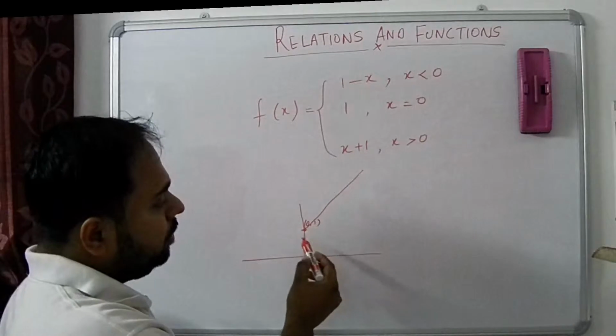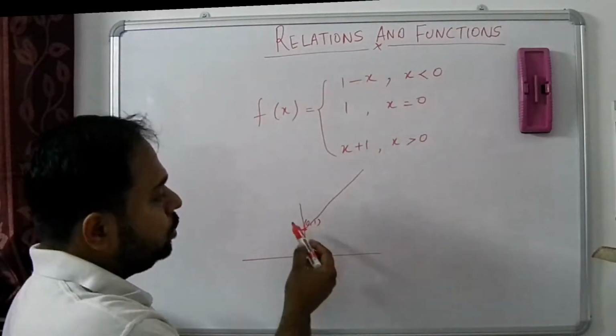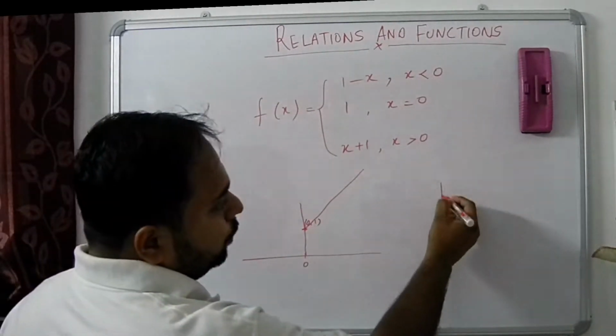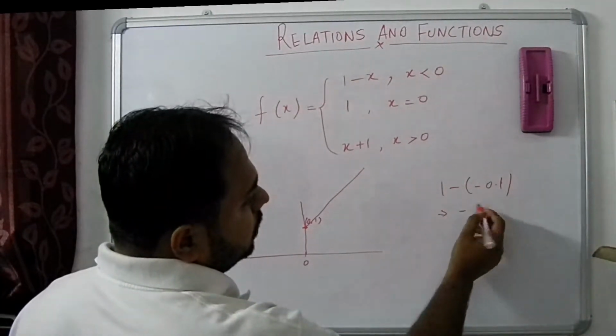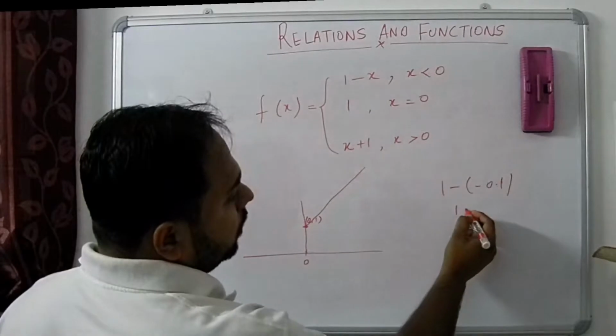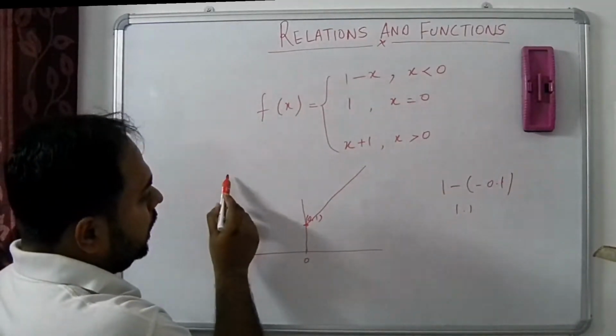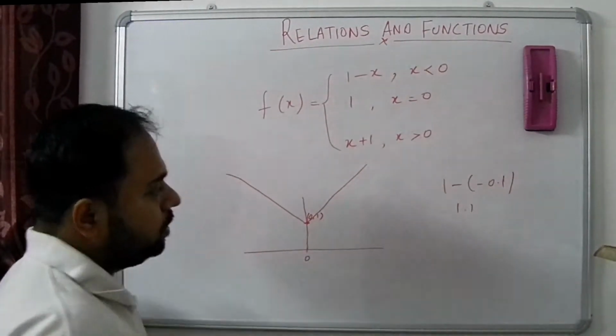So when it is negative, so when I am at minus 0.1, it's 1 minus minus 0.1, which is nothing but 1.1, right? Again, the same value. So it's like this, right? So this is the graph.